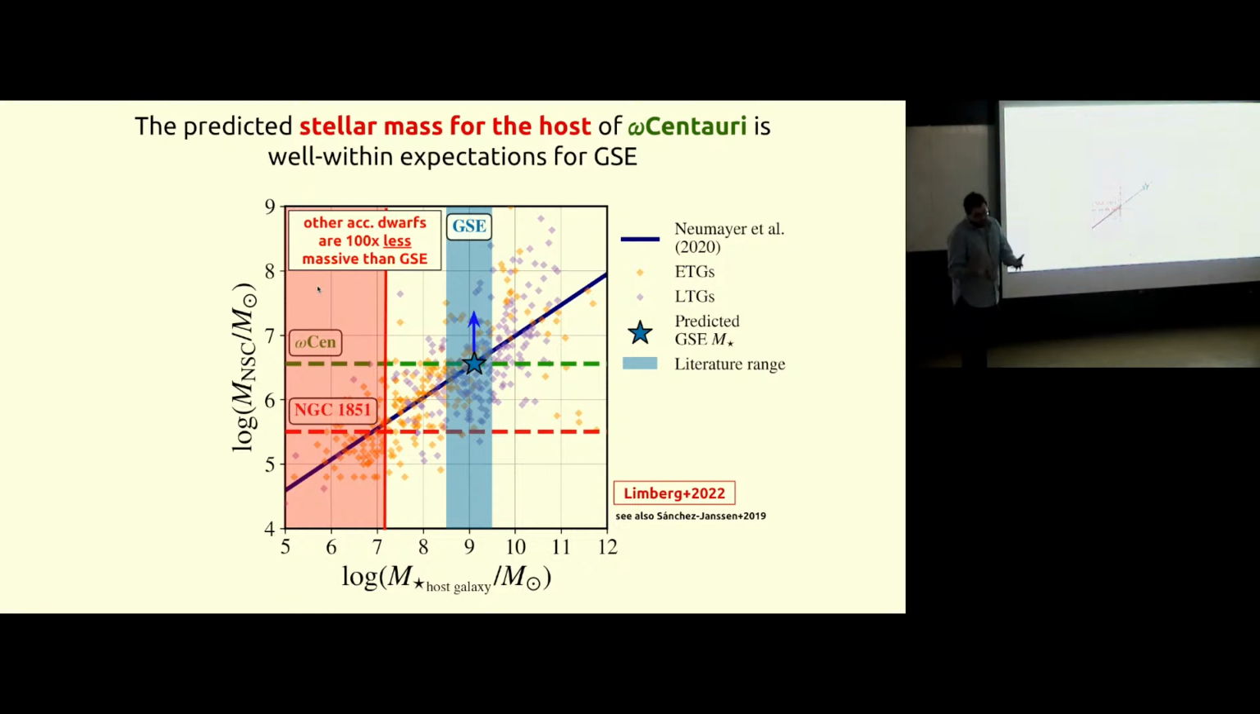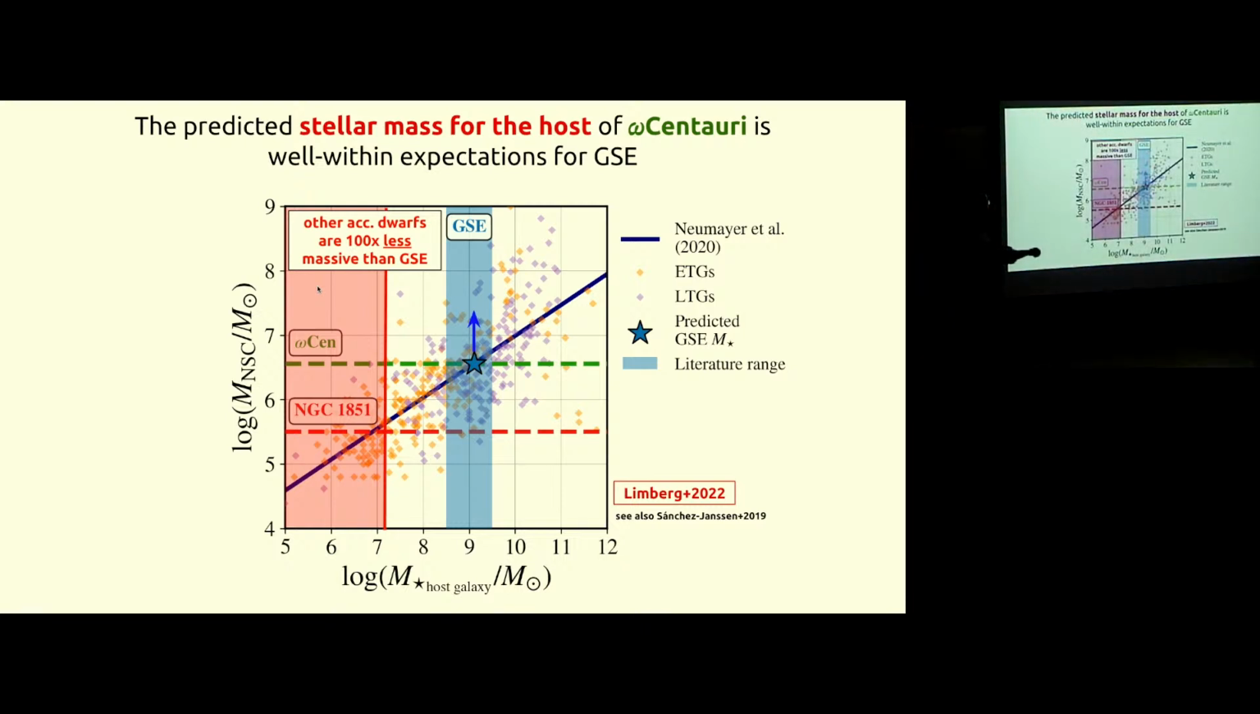And from the arguments that I have presented, I think ωCentauri, Gaia sausage, this last major merger, this Gaia sausage thing, is the best candidate that we have to be the host galaxy of ωCentauri. Okay, but this is a paper from 2 years ago.